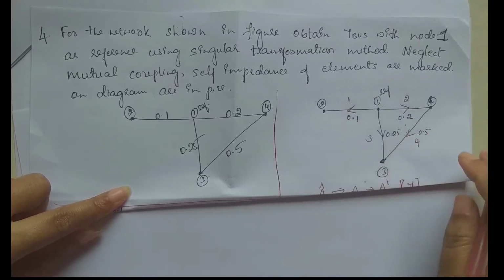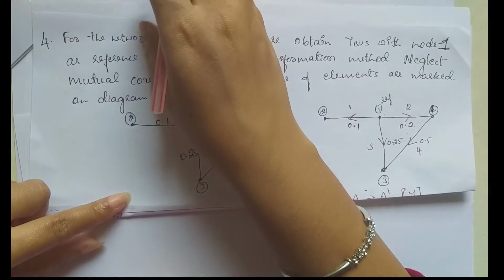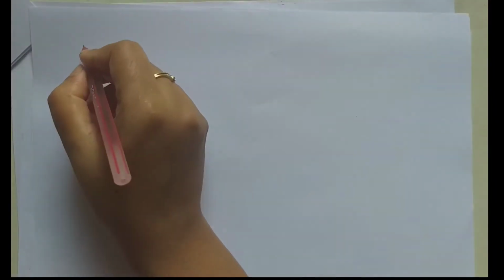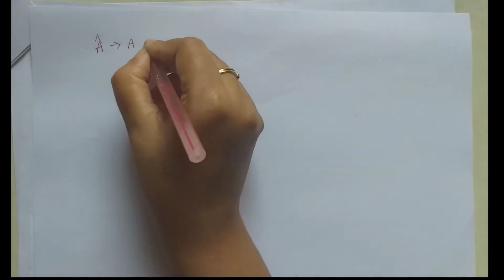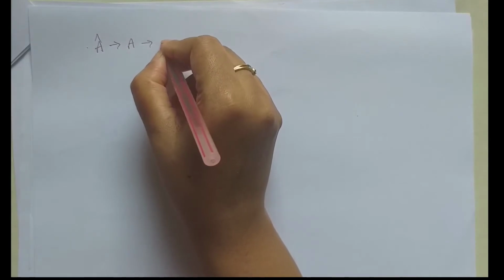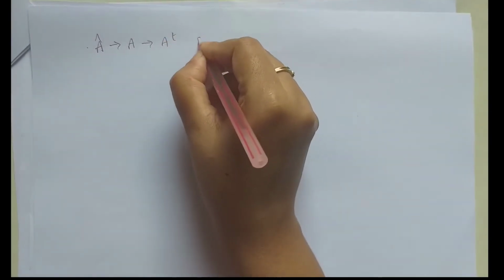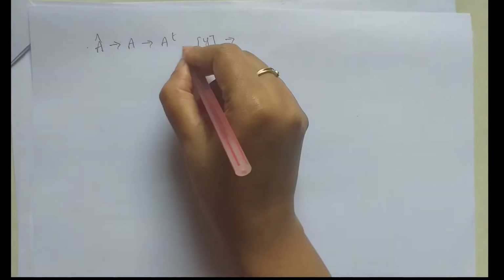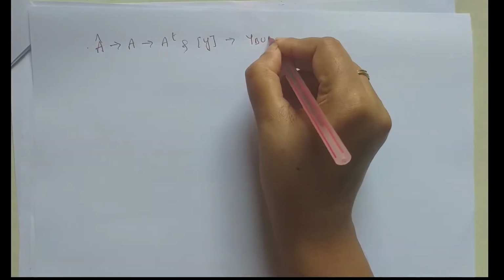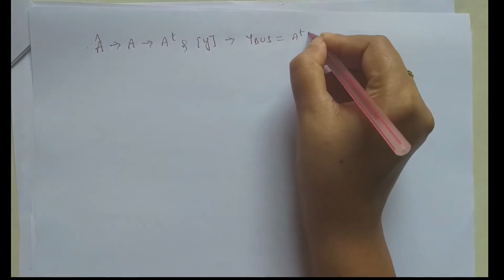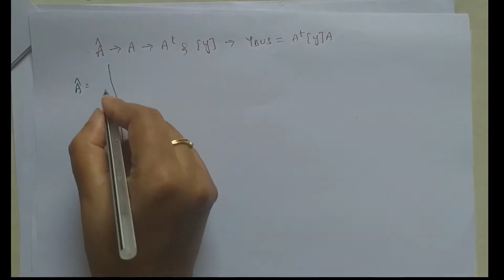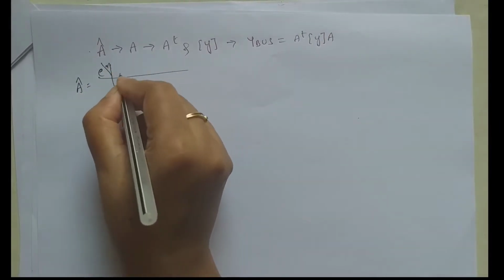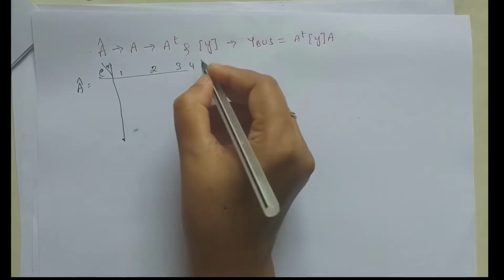What we have to do is, first, find A cap. From A cap we have to get A, and from A we have to get A transpose. Then, using Y, we are going to form the Y bus. Y bus is equal to A transpose Y A. So we'll form A cap: element versus node. 1, 2, 3, 4 nodes are there.